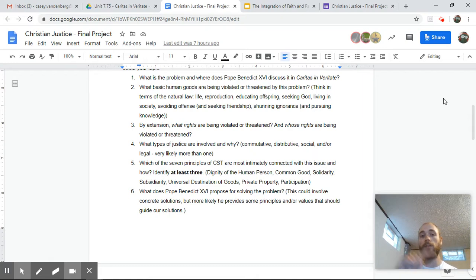Then that flows into what rights are being violated or threatened. Because what is a right? Remember that a right is a good which someone is owed. So we talk about what goods are at risk here, then naturally we talk about what rights are at stake, okay? So if the good of life is being threatened, then the right to life is being threatened, right? So what rights are being violated or threatened and whose rights, okay? That could be very general.